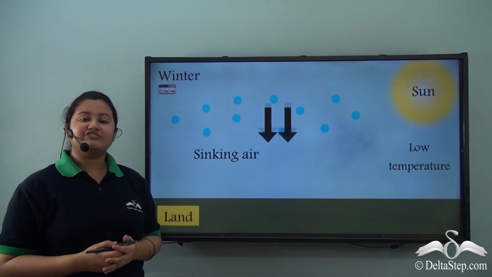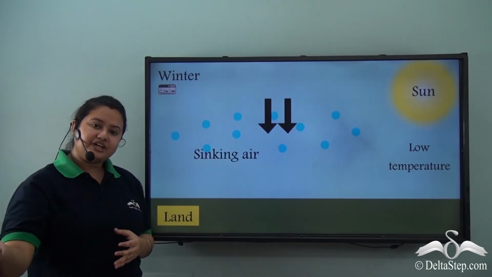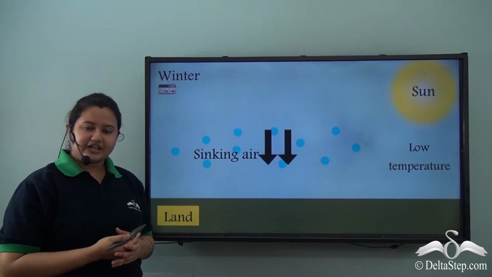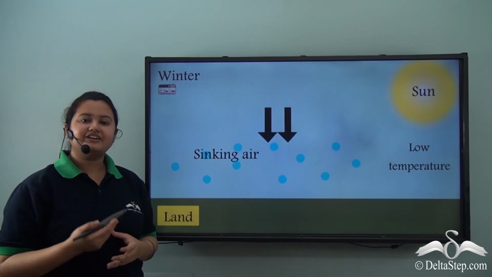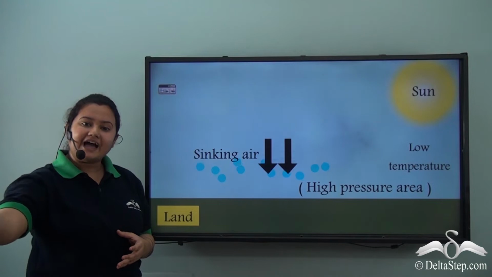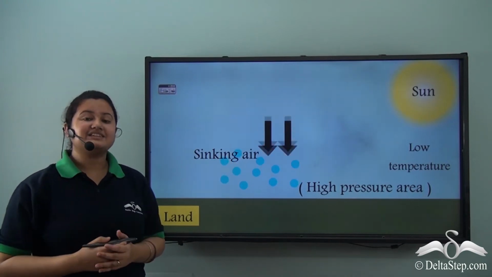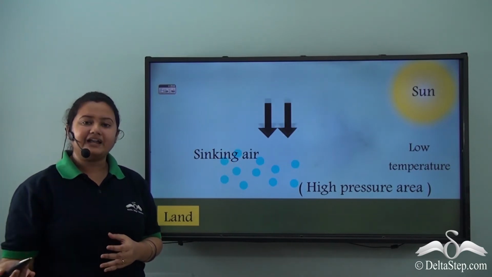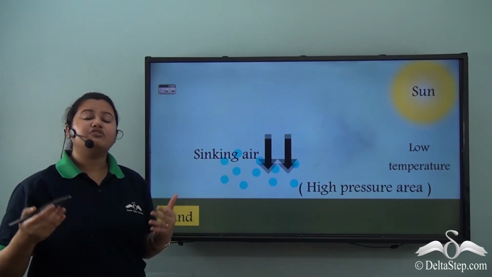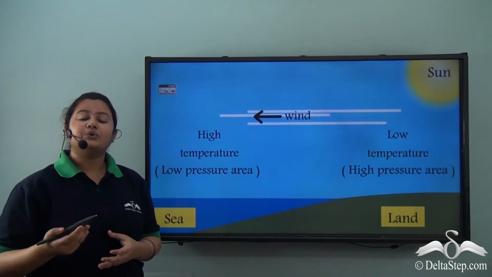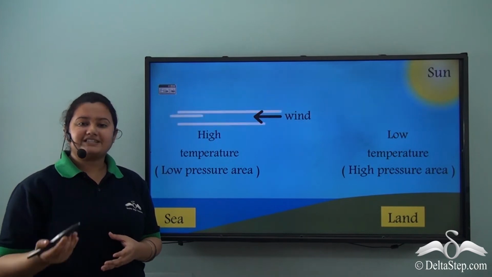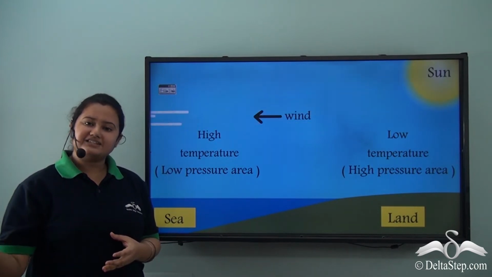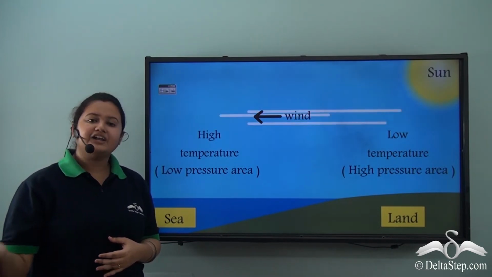Now we know the winds travel from high pressure area to low pressure area. Therefore, during winter, the winds travel from land to sea. Now, since these winds originate from land, they are dry and they have no moisture. Therefore, during winter, we do not experience any rainfall as the winds travel from land to sea.